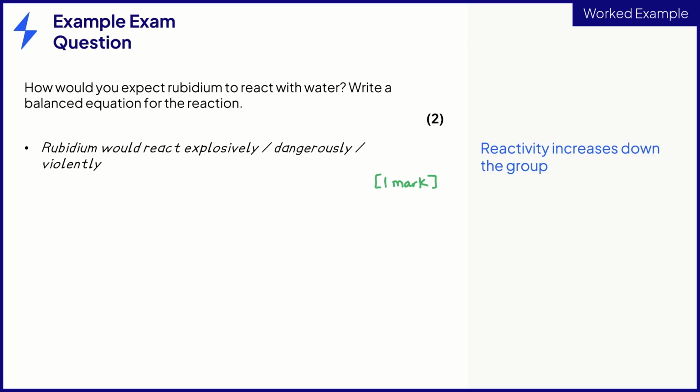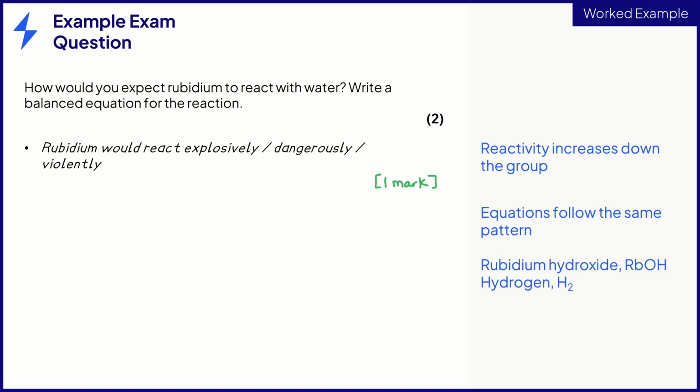The equations follow the same pattern. All that changes is the metal. You know the general equation. Group 1 metal plus water gives metal hydroxide and hydrogen. So rubidium hydroxide and hydrogen are formed in this reaction. You know the correct formulas, and now you need to balance it.